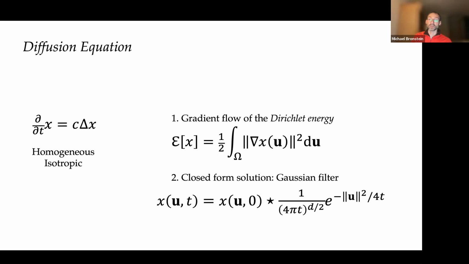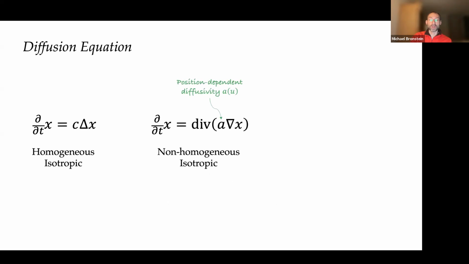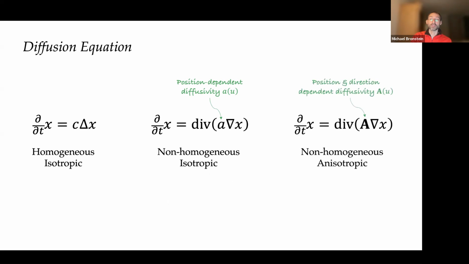And the variance of the Gaussian is proportional in time. And again, you can think of it as a kind of low pass smoothing filtering of your signal. Now, you can, of course, consider more interesting forms of the diffusion equation where the diffusivity is position dependent. So this is called non-homogeneous diffusion, or even direction dependent.